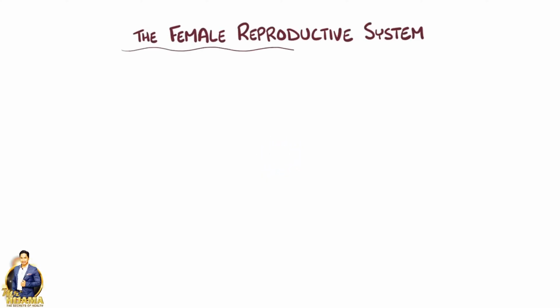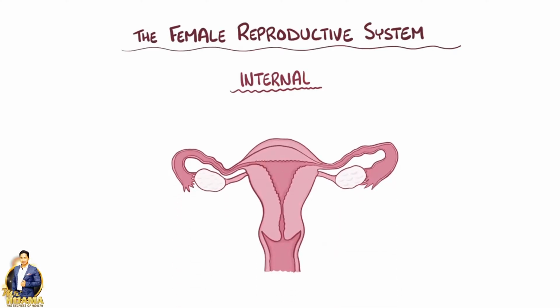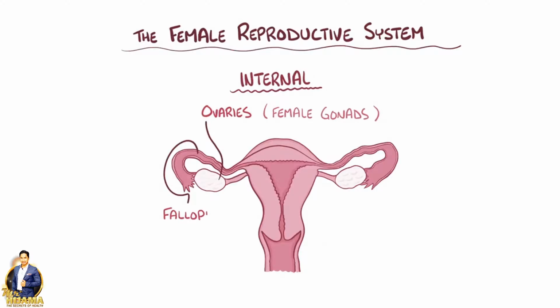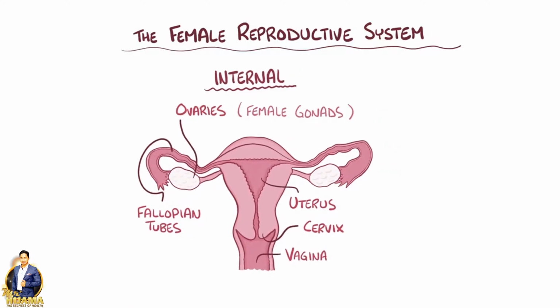The female reproductive system includes all of the internal and external organs that help with reproduction. The internal sex organs are the ovaries, which are the female gonads, the fallopian tubes, which are two muscular tubes that connect the ovaries to the uterus, and the uterus, which is a strong muscular sac that the fetus can develop in. The neck of the uterus is called the cervix and it protrudes into the vagina.